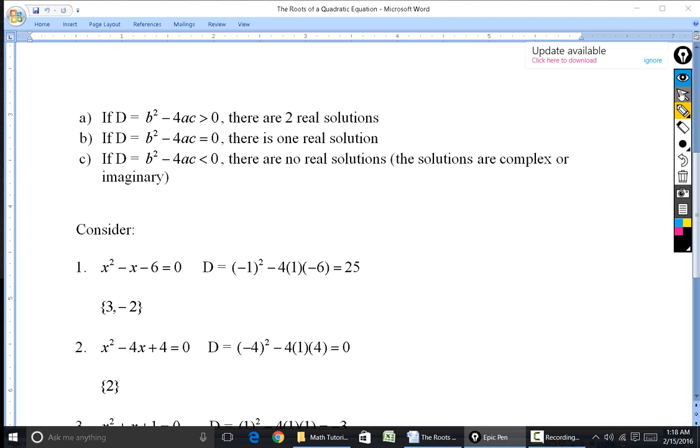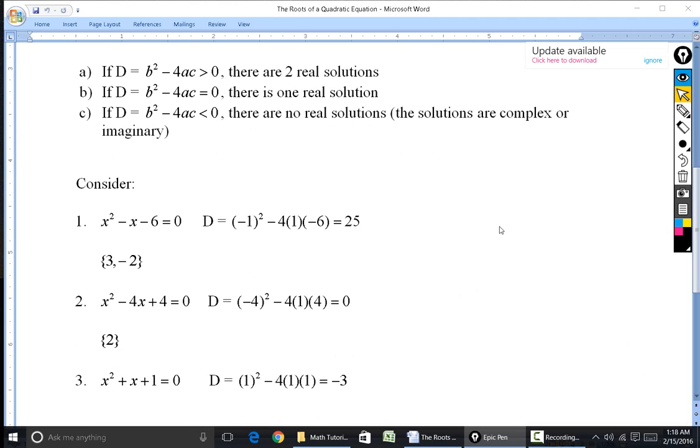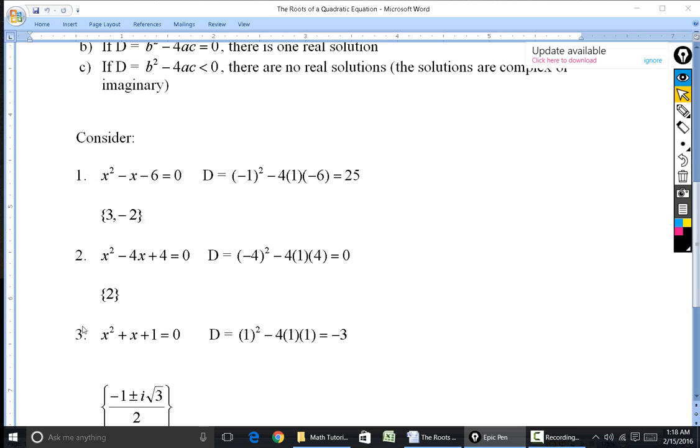Now, on the third one, a is 1, b is 1, c is 1. So if I plug that into that formula, I have 1 squared minus 4, and then a is 1, c is 1. I get a negative 3. So the discriminant is negative, so based on what we discussed, there's no real solution, but we have 2 imaginary solutions, and I have them here.